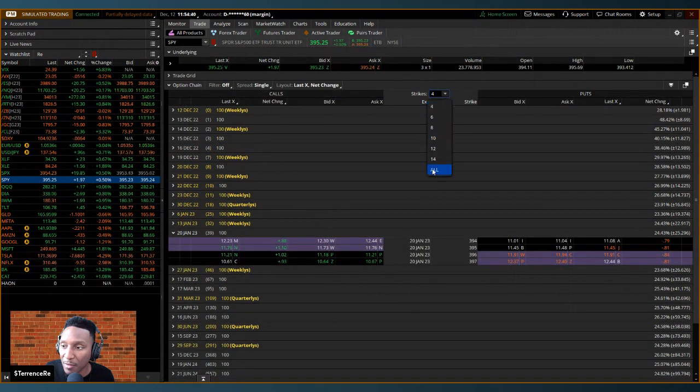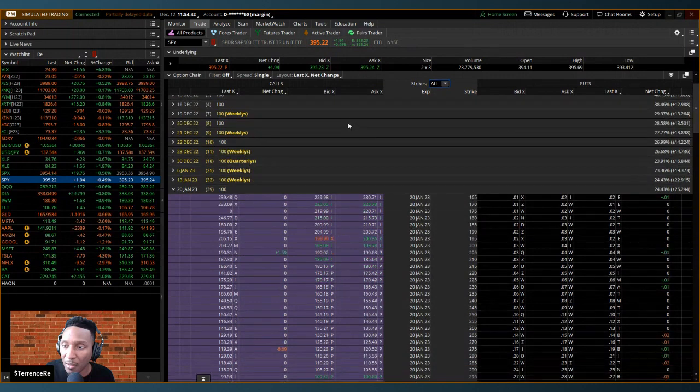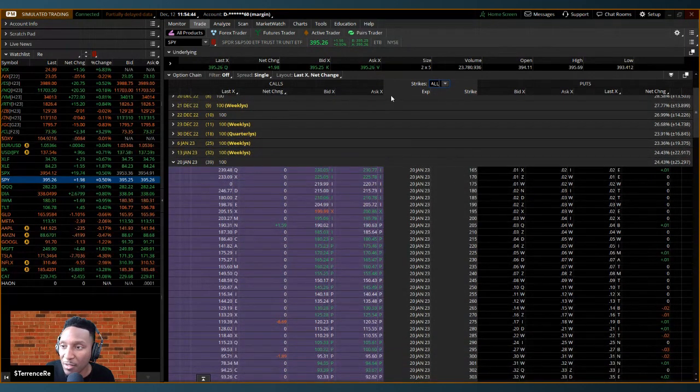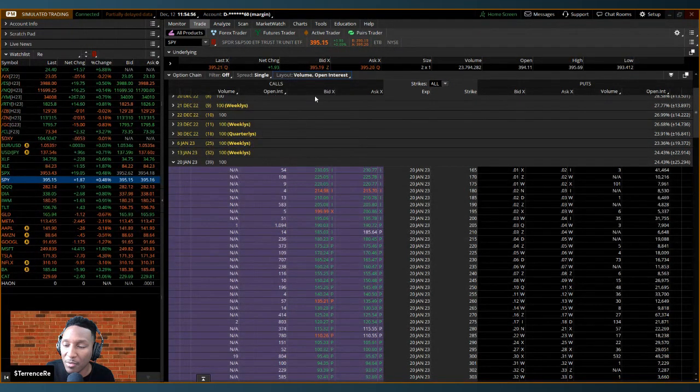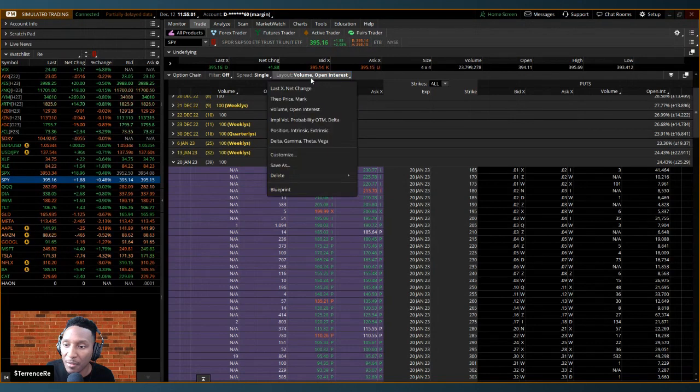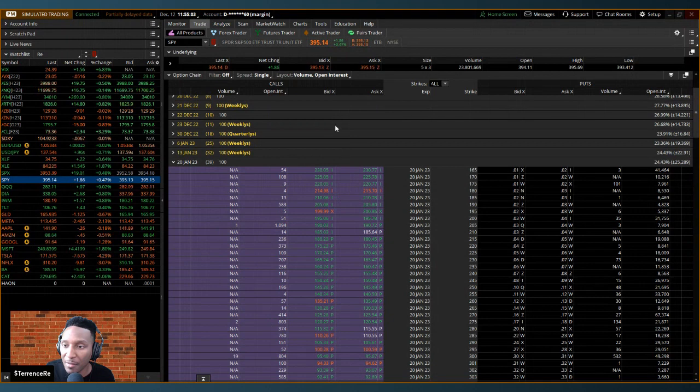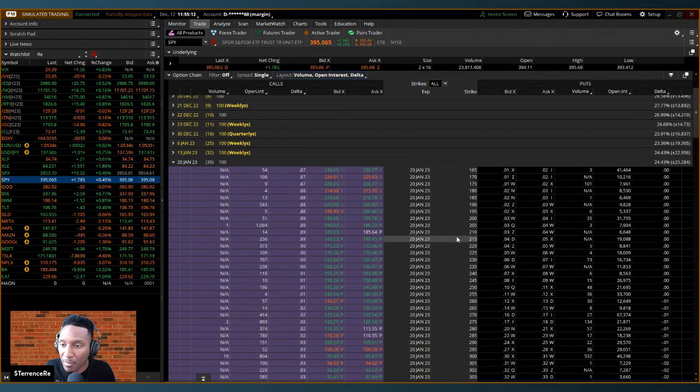Let's go up here and click all strikes. Now I need to change this. I have to customize this because I don't have volume. I like to have volume and open interest. So what I'm doing right now is customizing my headers up here. I need delta, obviously. That's going to be the main one I need.